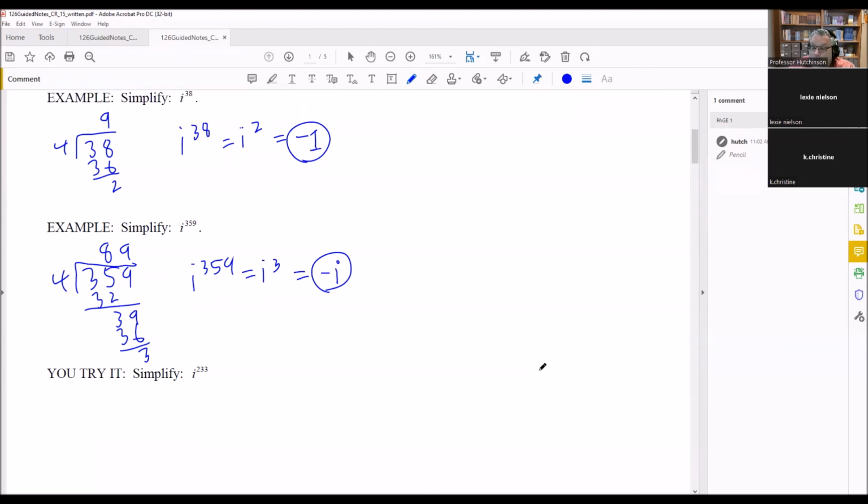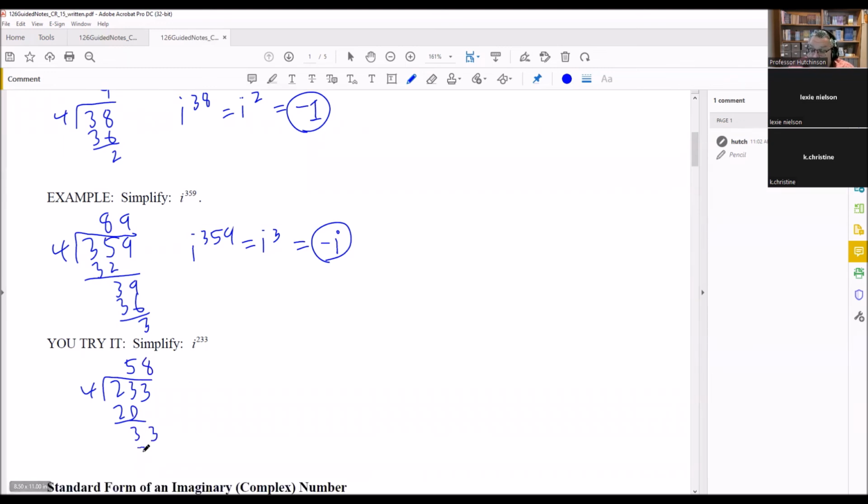Then there's one last one we'll try. Again, these you tried it problems, I'll just go ahead and do those for you. For this, it's going to go in there 4 times. 5 up on top, that's 20. Now 4 has to go into 33. It's going to go in there 8 times.